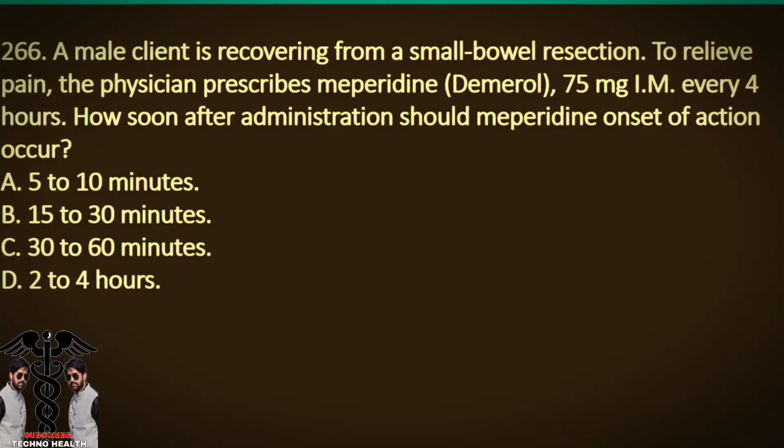Question 266. A male client is recovering from a small bowel resection. To relieve pain, the physician prescribes meperidine, Demerol, 75 mg IM every 4 hours. How soon after administration should meperidine onset of action occur? A. 5 to 10 minutes. B. 15 to 30 minutes. C. 30 to 60 minutes. D. 2 to 4 hours.